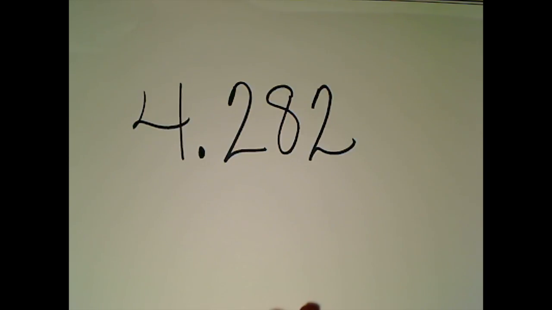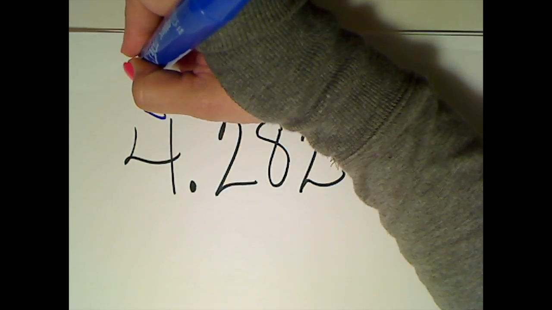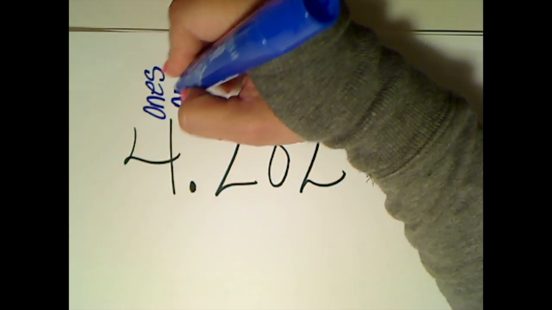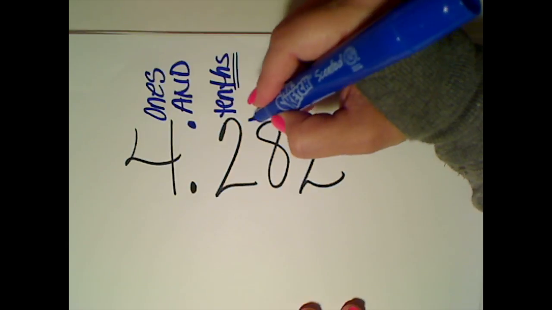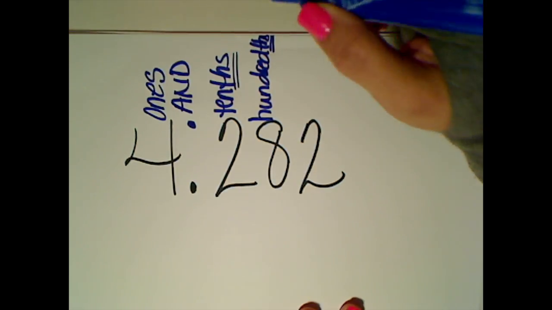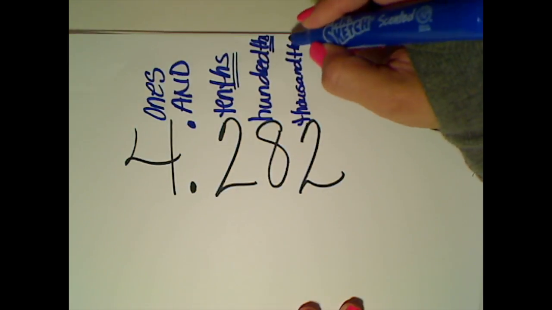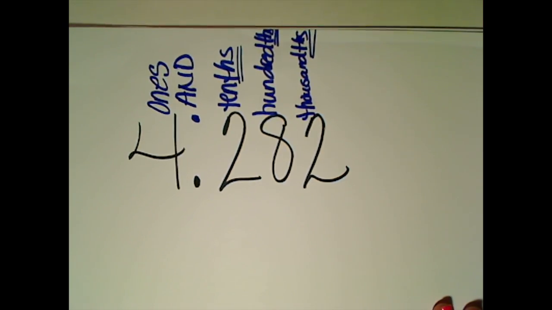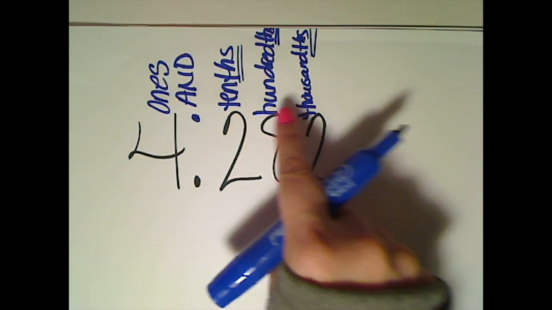So remember, every time you see a decimal, you create your own place value chart. This is ones. This is the word and. Tenths. Sound like a snake. Hundredths. And thousandths. Okay, guys? So, ones and tenths, hundredths, thousandths.